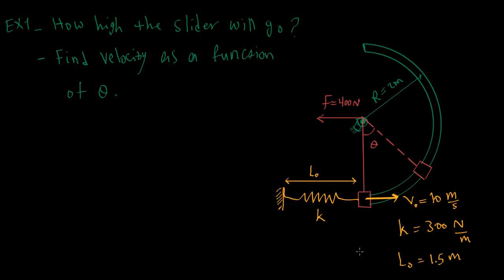And we have all the quantities that we need to solve this. The constant of the spring is 300 Newton per meter. The initial length of the spring is 1.5 meter, and the radius of the semicircle is 2 meter. And this string is just attached to a pulley whose radius is negligible. This pulley is just the center of this semicircle, and we are assuming that the motion of this slider on the semicircle has no friction, so we don't have any friction in this problem.